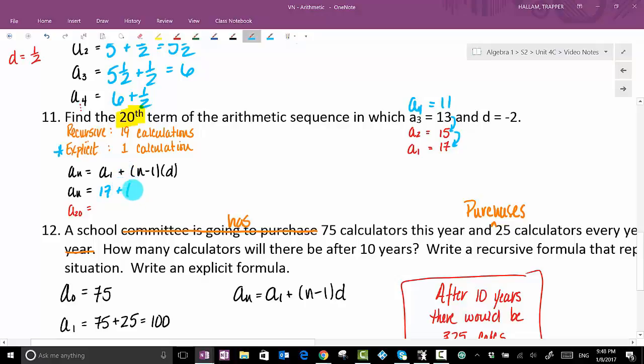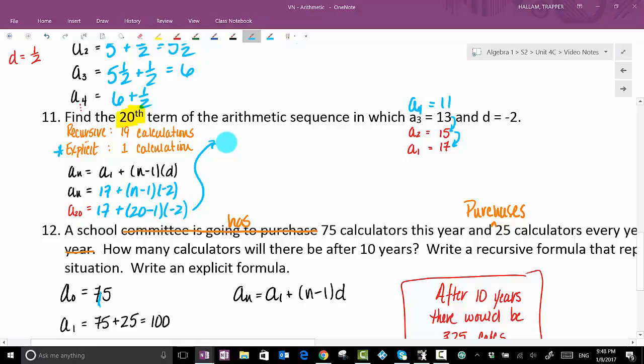I'm going to go ahead and put plus n-1, because that's the number we're going to put 20 into in a second, but we're going to put in the d value, which we know is -2. All right, so now that we've got that set up, we're going to go ahead and plug in 20, because that's our term. We've got 17 plus 20 minus 1, because now we're finding the 20th term, and multiply it by -2.